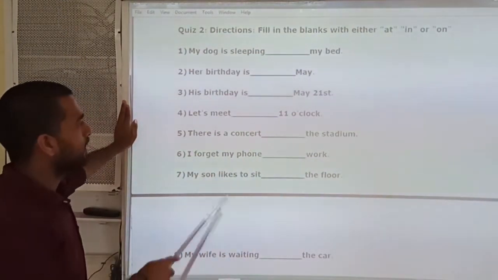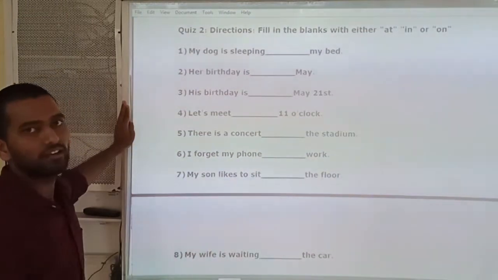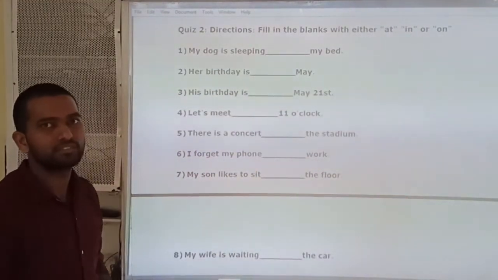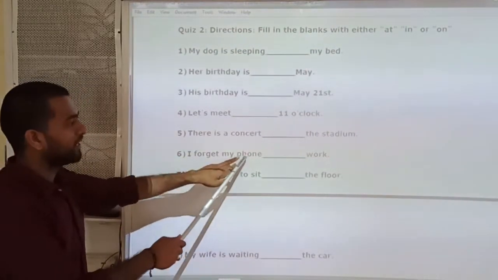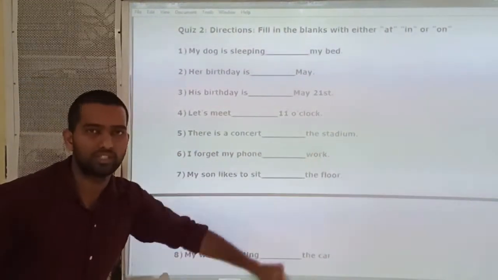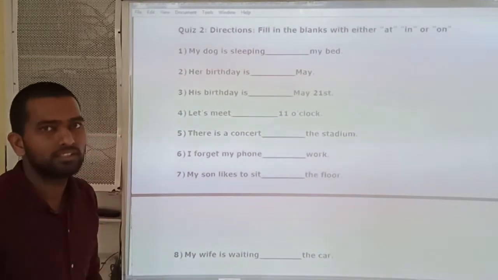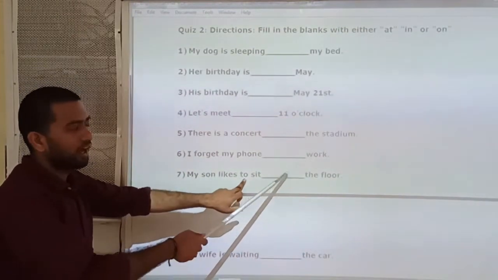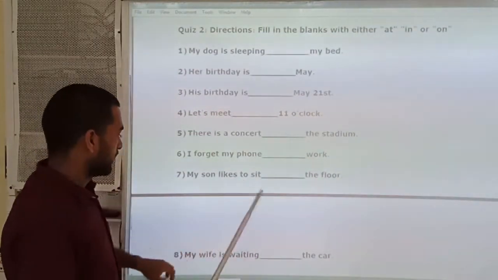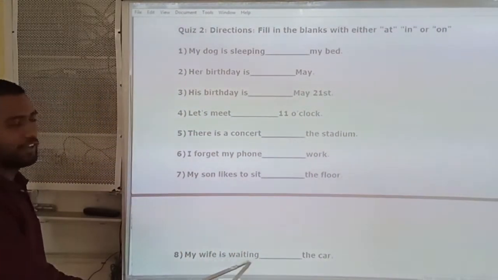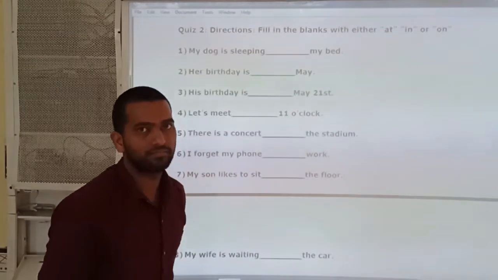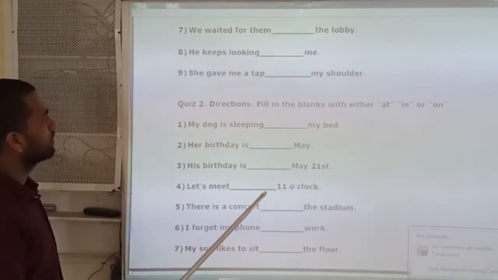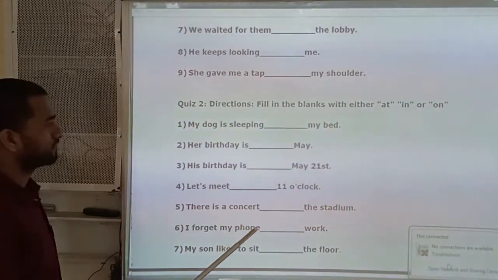Next, let's meet dash 11 o'clock. Correct answer: let's meet at 11 o'clock. Next, there is a concert at this stadium. Next, I forgot my phone dash work, at work. Next, my son likes to sit on the floor. Next, my wife is waiting in the car. See, these are prepositional phrases I have given, so mostly from those phrases only.